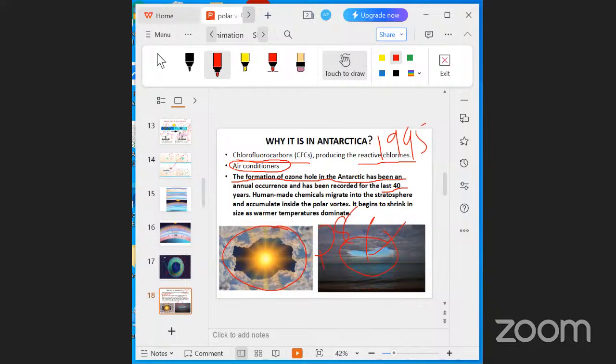So the Antarctic ozone hole, one of the deepest and largest gaps in the ozone layer in the last how many years? Last 40 years. So now it has closed. Remember this. Now it has closed.